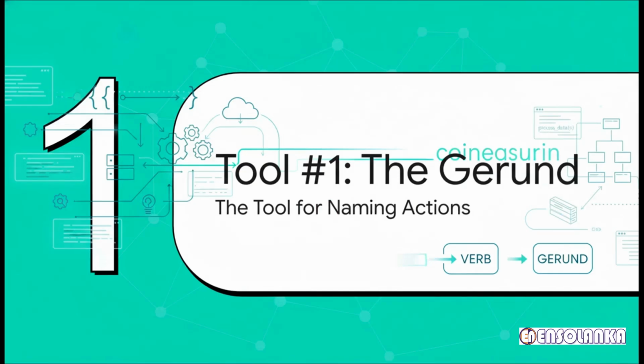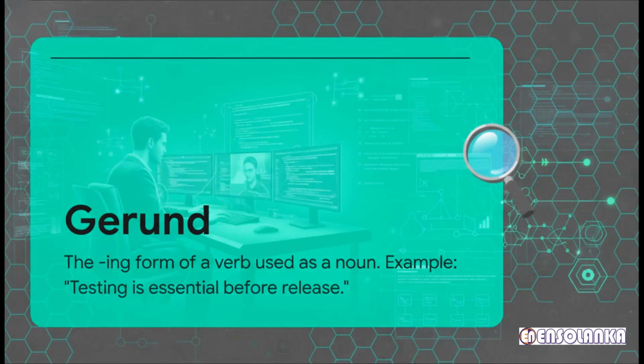Okay, our first tool is the gerund. The best way to think about it is as a way to take an action, a verb, and kind of package it up so it acts like a noun. This is perfect for when you need to talk about an action as a whole concept, a process, or an activity. So what is a gerund really? It's just the ing form of a verb that's doing the job of a noun.